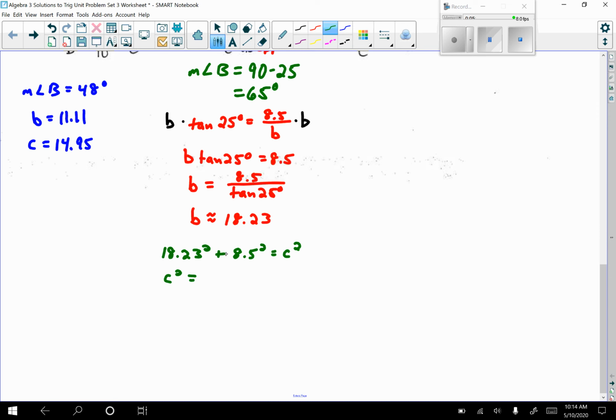So squaring these two and adding them together, I get about 405.3125. Taking the square root of that, C is approximately 20.13. So we have the value of C, we have the value of B, and then we have the value of angle B. So those are the three missing parts of this right triangle.